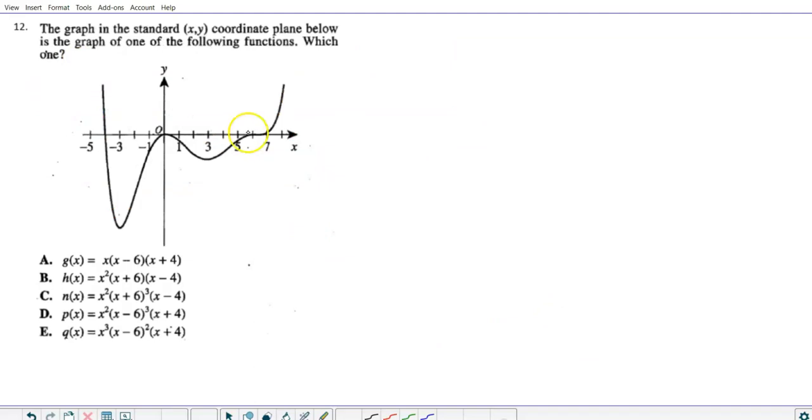Love this problem. It's really good. If the solution's at 6, x equals 6, I know the factor has to be x minus 6. It can't be one of these guys. If this is negative 4, it can't be x minus 4. It has to be x plus 4.